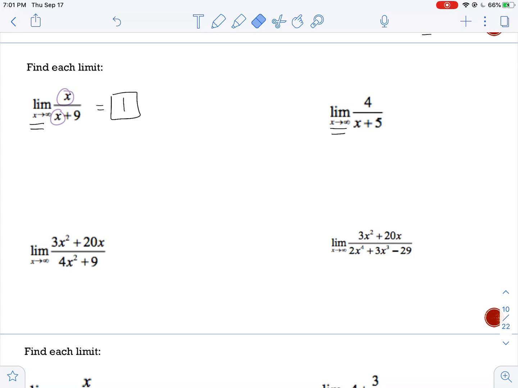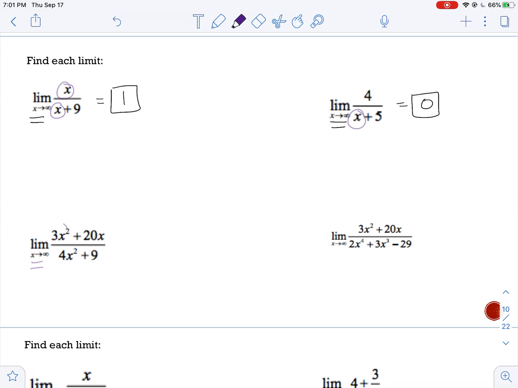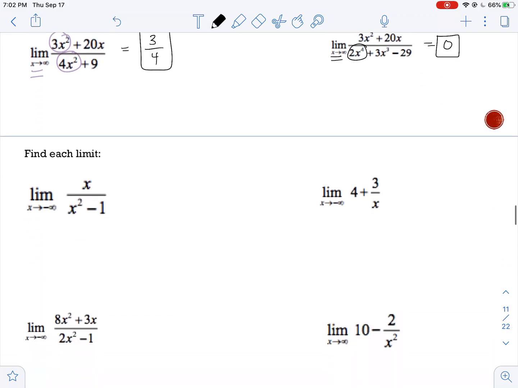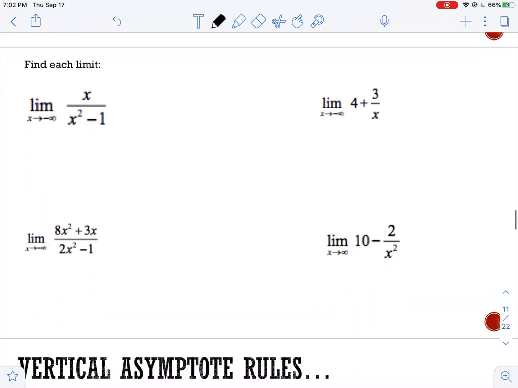This only works when x is going to infinity or negative infinity. On our next one, again, x is going to infinity. The denominator wins the degree war, and when the denominator wins, the limit is automatically going to be 0. The next one, the limit as x goes to infinity of 3x squared over 4x squared, it's a tie. So it's going to be the ratio of the leading coefficients, so it'll be 3/4. On the next one, the denominator wins, and when the denominator wins, again, your x is going to infinity, so it'll be 0.